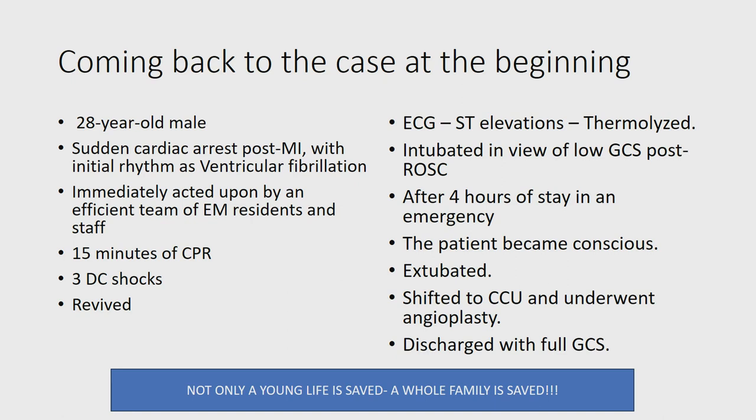So what I think went right with this patient is proper triaging. If this patient had been somewhere else, in the yellow area, and had not been triaged properly, then it would have been difficult to save the patient. He was in the red area because he had a history of acute typical chest pain of cardiac origin. He was triaged to the red category and immediately attended by the emergency residents. After that, the patient was taken up by the cardiology team, and then discharged with full GCS. So here, not only a young life is saved, a whole family is saved. So this is about the case.